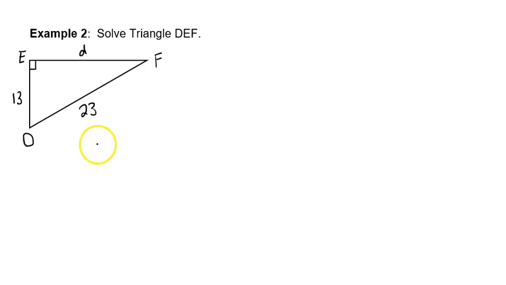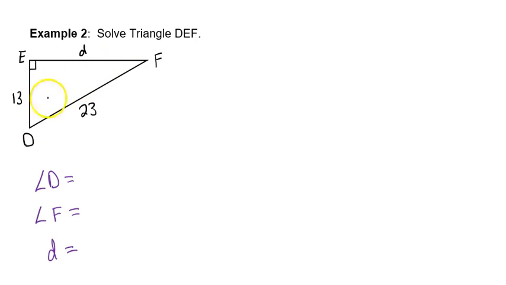Alright, we're going to move to another example. We are trying to solve triangle DEF, and this has some different things missing. I am missing a couple of angles here and a side. So I'm going to list those. I'm missing angle D, angle F, and side D.